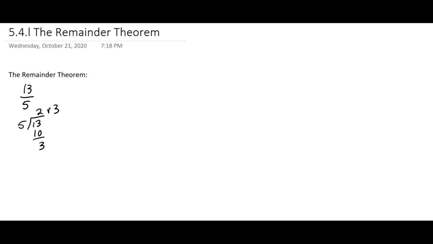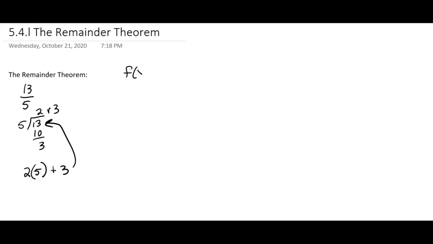But if you wanted to check it, if you wanted to get the original number back, the dividend, you would take your quotient 2 times what you divided by, 5, and then you'd have to add in the remainder. That's how you would get the 13. That's the check, okay? So I'm going to try to show that now to you with polynomials.